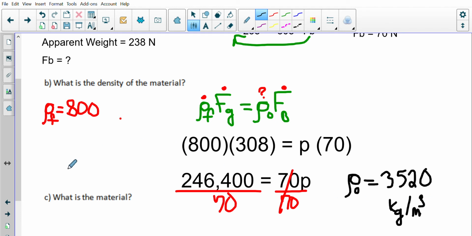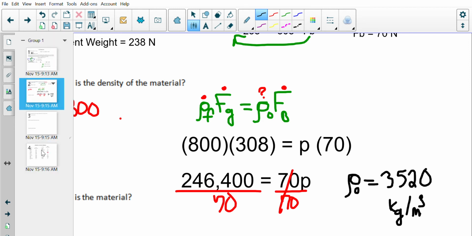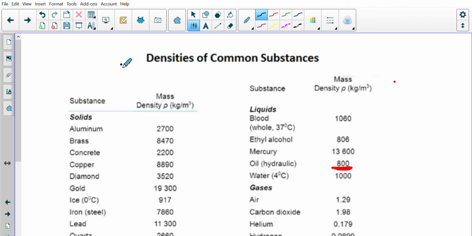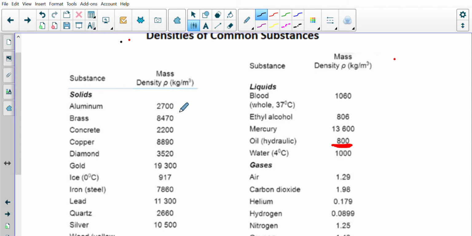Now it says, what is the material? So this is where I'm going to go back to my chart of densities of common substances here. And I'm going to look for a value of 3,520. Big numbers, so I'm going to look over in the solids. Right here, right on, 3,520. And what we have here is we've got ourselves a diamond.